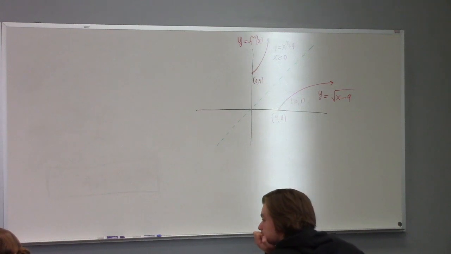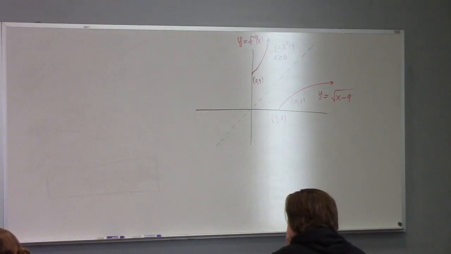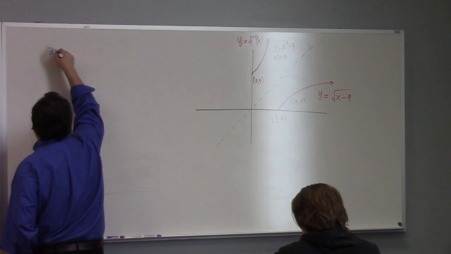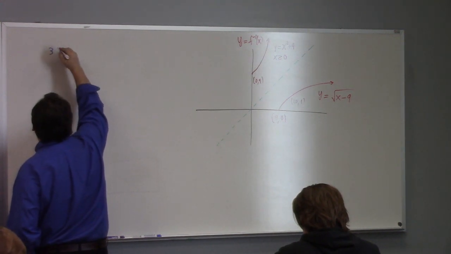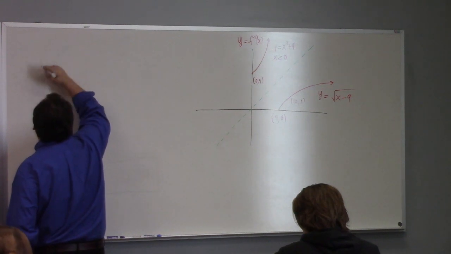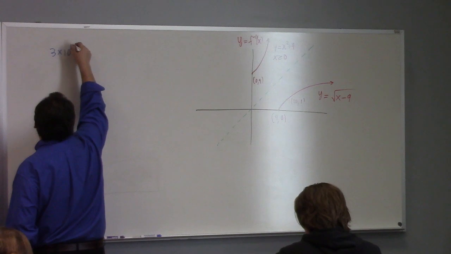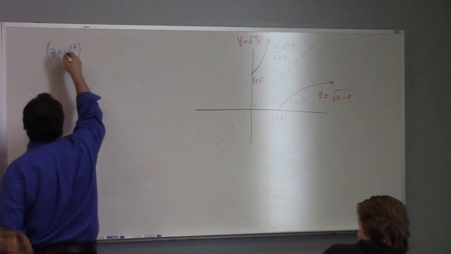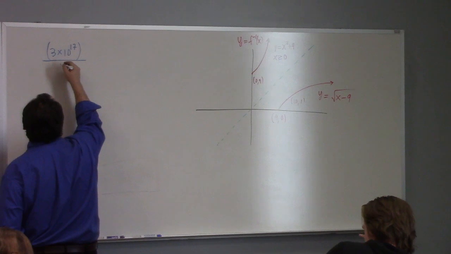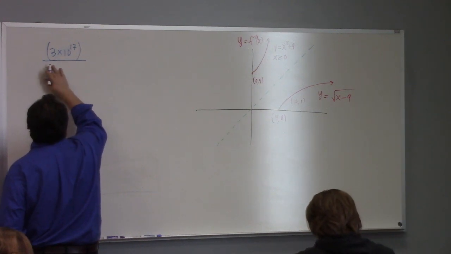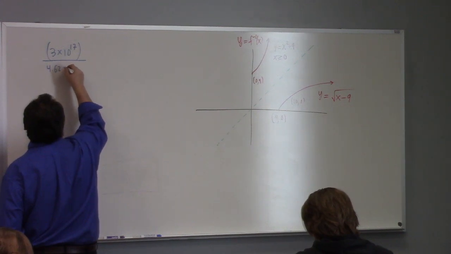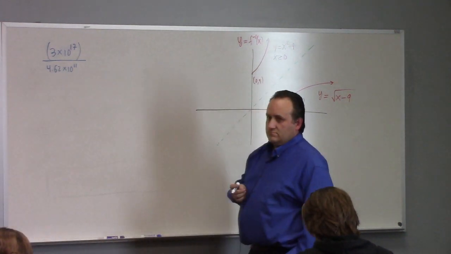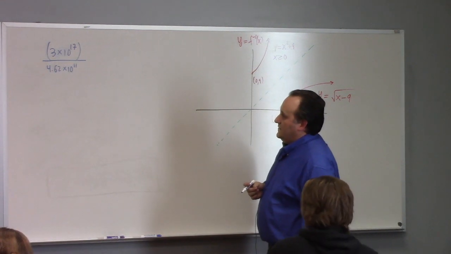Well, let me point out a calculation to you guys. Suppose you have 3 times 10 to the 17th, and you're taking that and dividing by 4.62 times 10 to the 11th, right? So in terms of direct computation, that's kind of a pain, right?